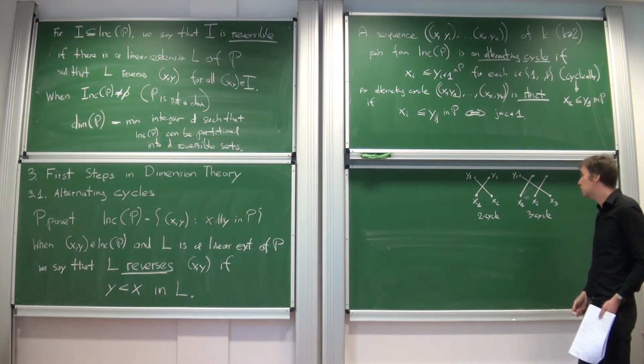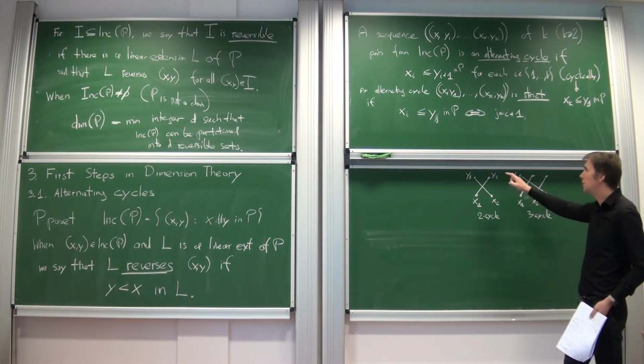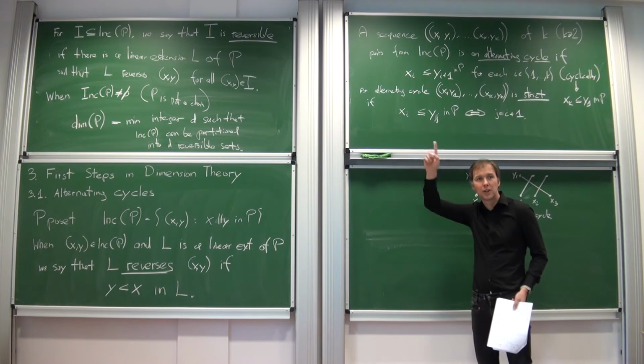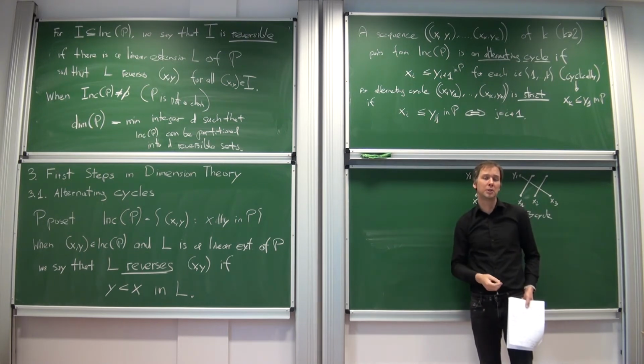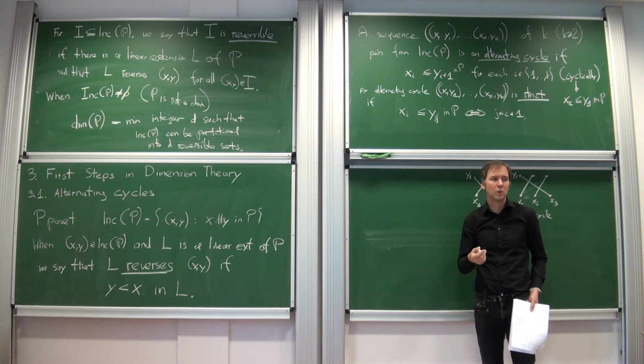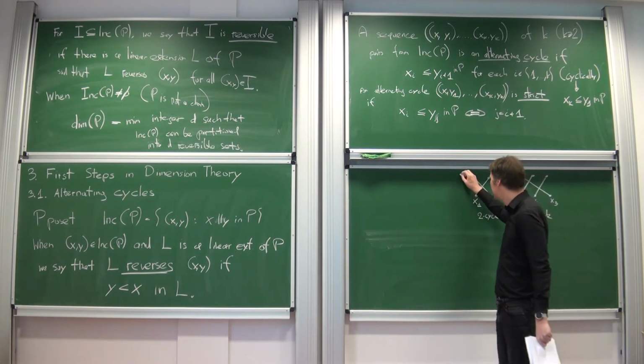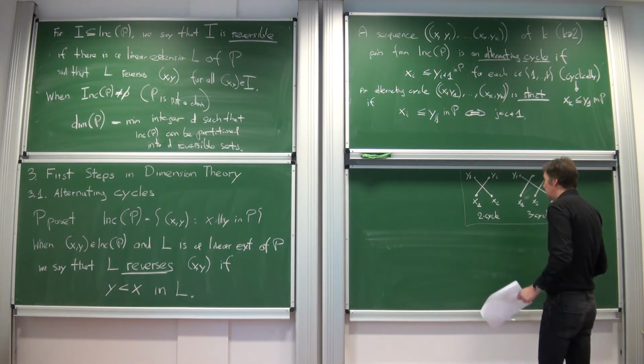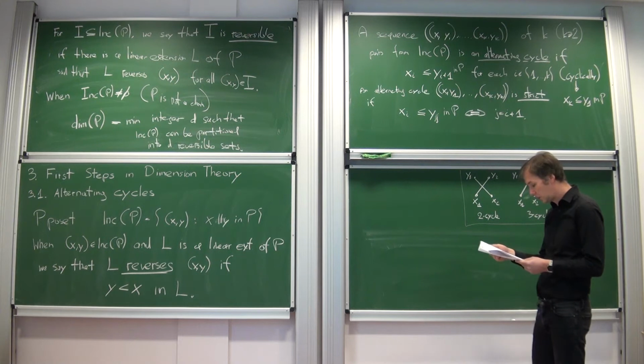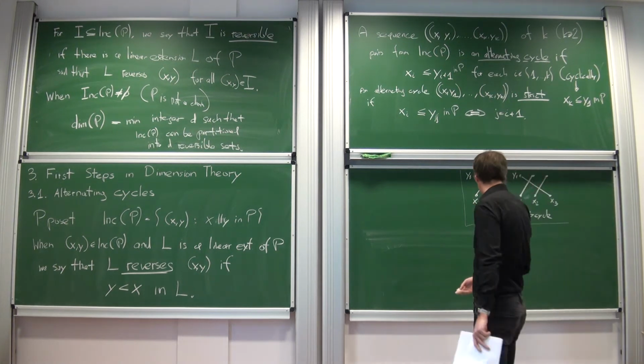And you should also be aware that some of these elements can coincide. So x_i can coincide with y_{i+1}. Yes? In theory, all of them could coincide, and then we just have one big antichain. Yes? So that's the picture of alternating cycles. And now, why are we talking about them? Well, there is a proposition.